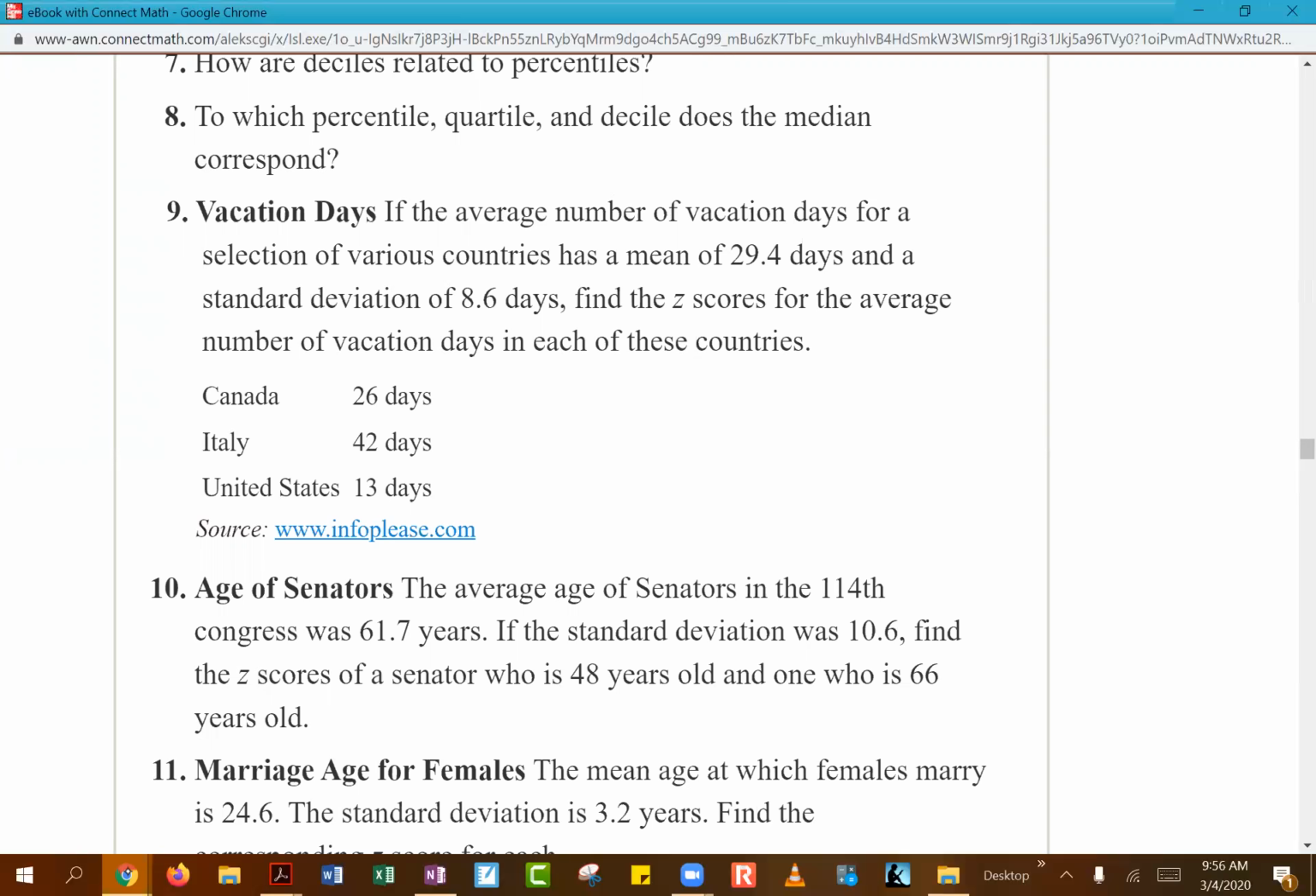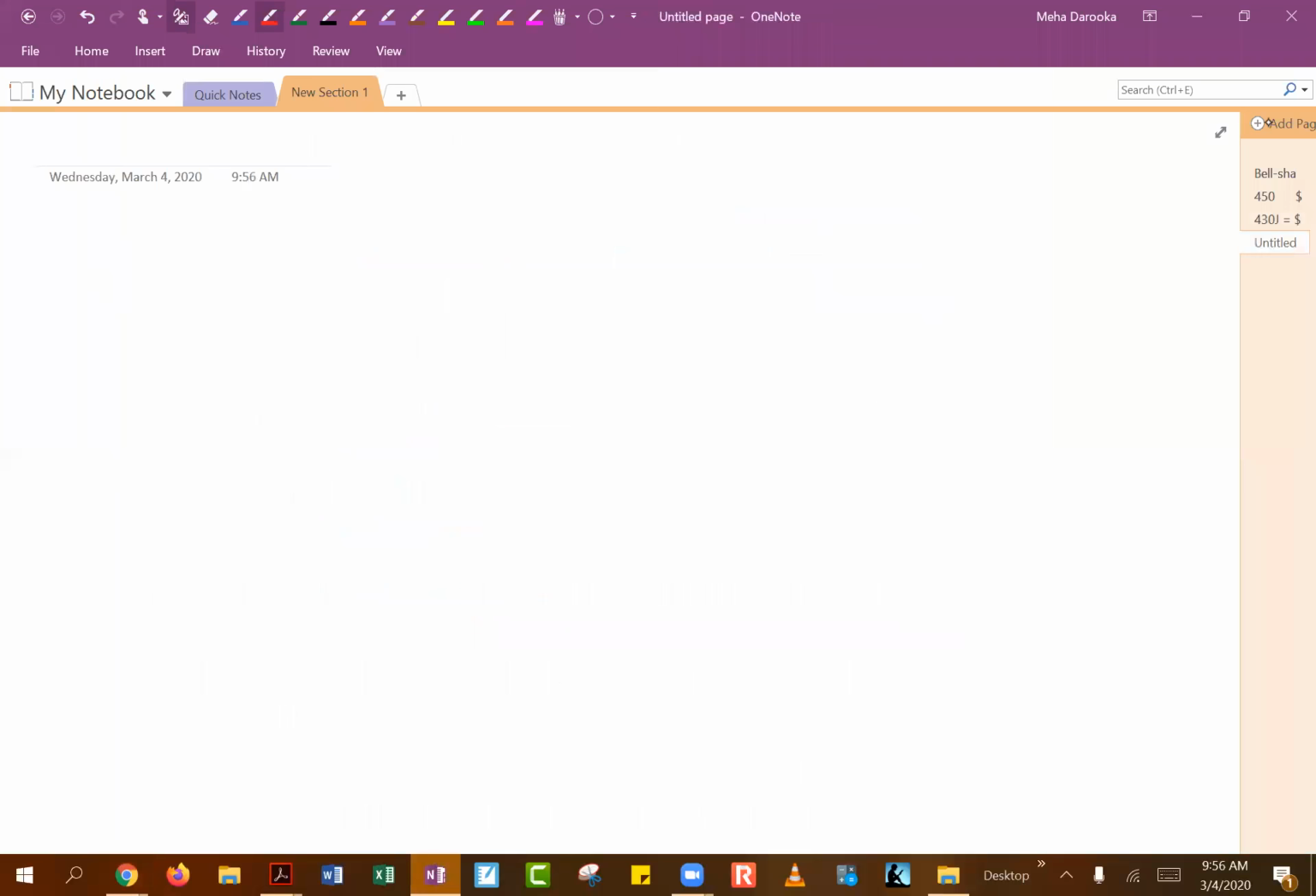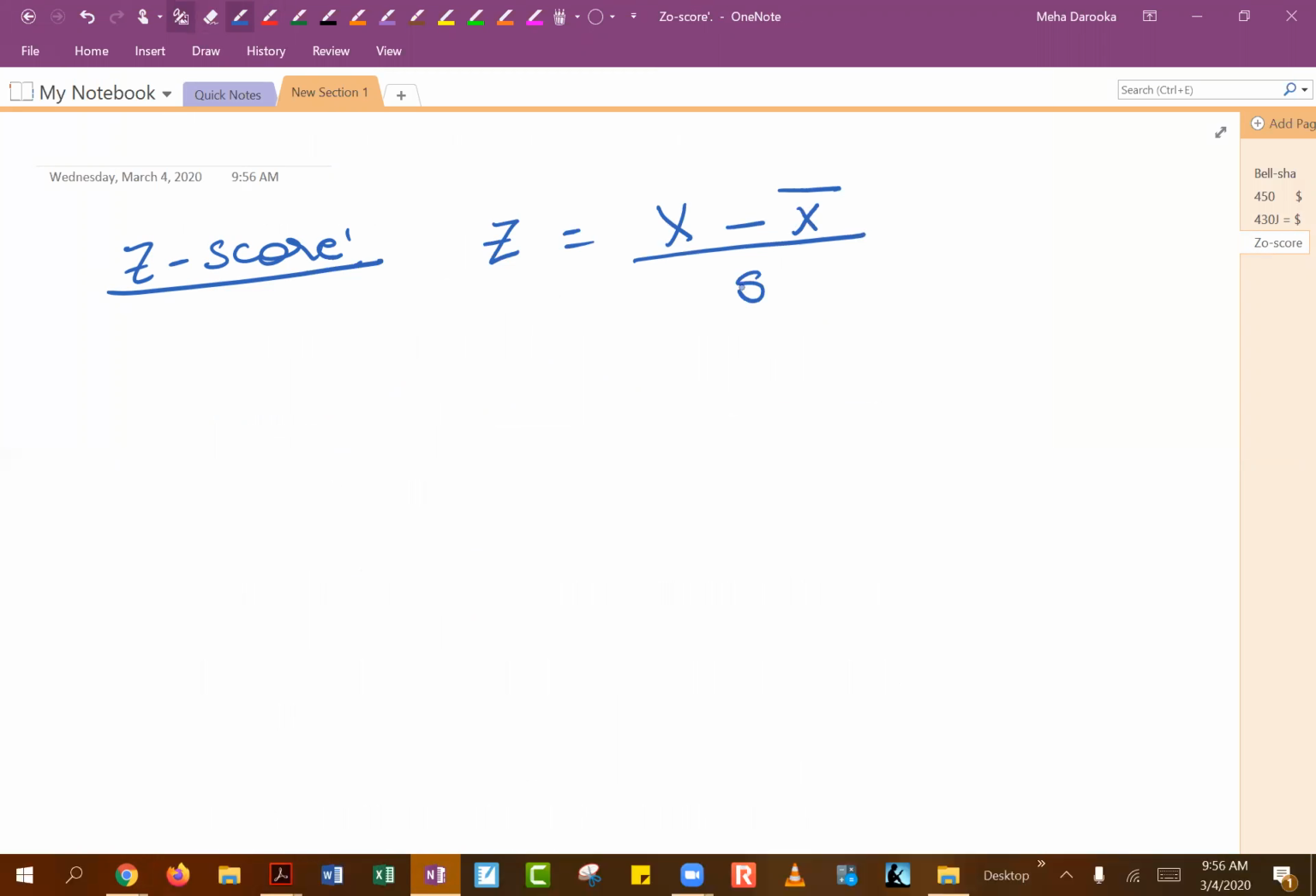So they're saying the mean number of days people take as vacation is 29.4 with a standard deviation of 8.6 days. So what would be the z-score for people taking vacations in Canada, Italy, and the United States? So again, remember your formula for z-score is z equals the data value minus the mean divided by standard deviation.